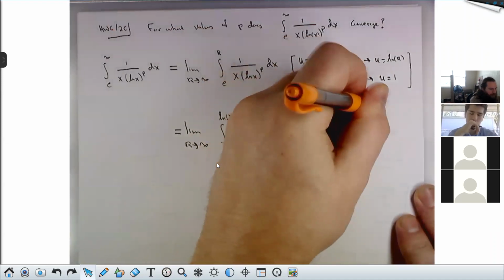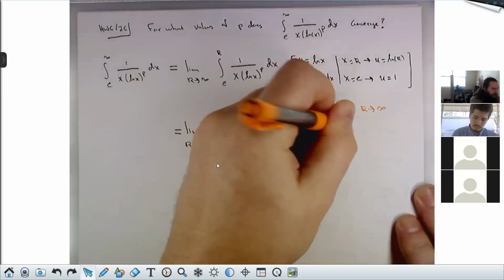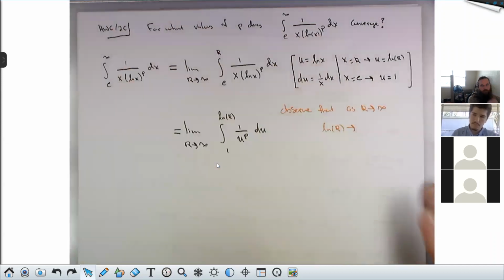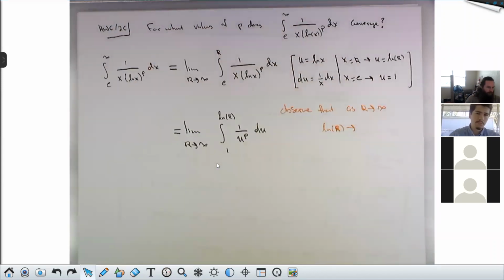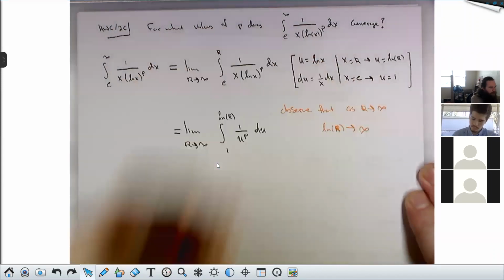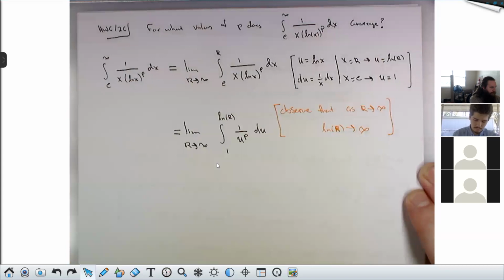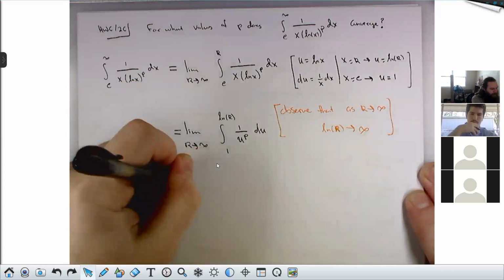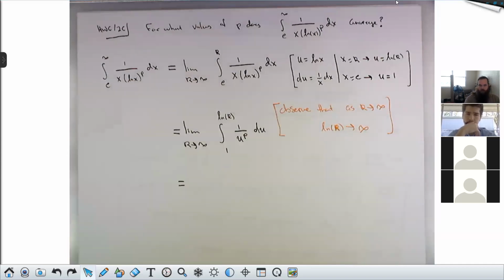As r goes to infinity, the natural log of r goes where? To infinity as well. So I can rewrite this integral back as an improper integral. If I take the limit here, it seems like it's going backwards, like we're undoing what we did going from here to here. But we rewrite this as a limit so that we can make this substitution.